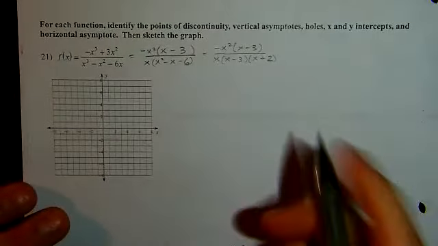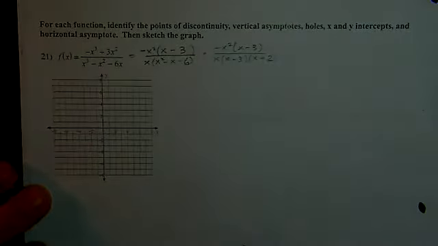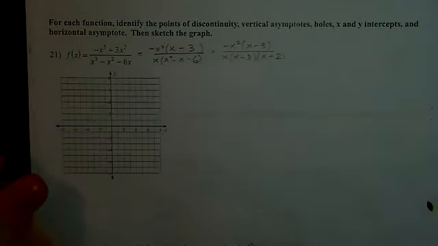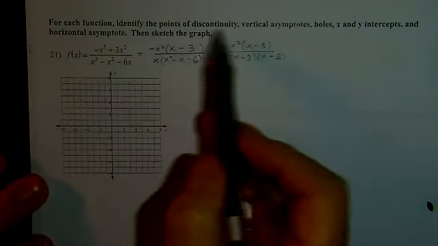Okay, so that's step 1: factor everything. Okay, darken this a little bit. Step 2 is now to try to identify these things. Points of discontinuity are first.